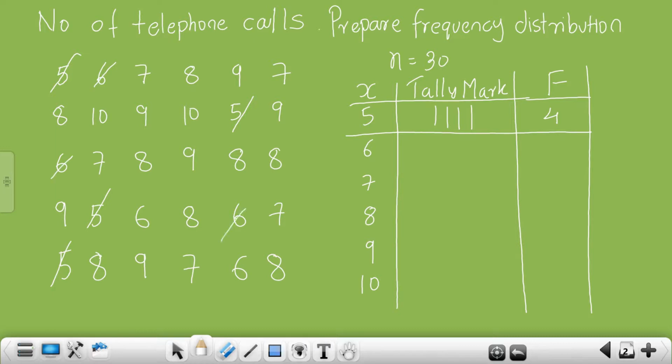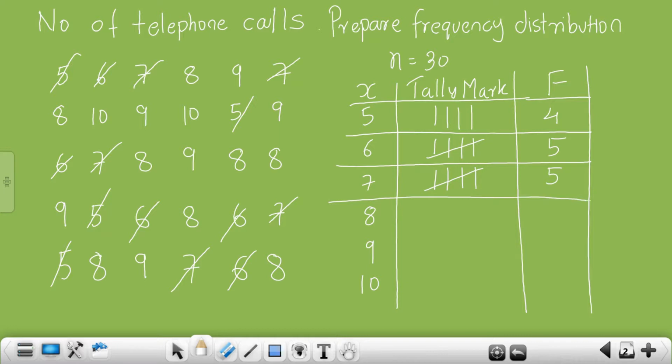Similarly, for the value 6, we are going to find out how many times 6 has repeated. 1, 2, 3, 4, 5. Right, so 5 times it has repeated. So we put the tally mark as 5, and the value of f is 5 for x equal to 6. Similarly, we will repeat the process for 7. So 7, it's 1, 2, 3, 4 and 5.